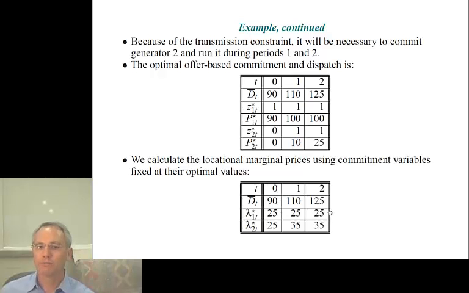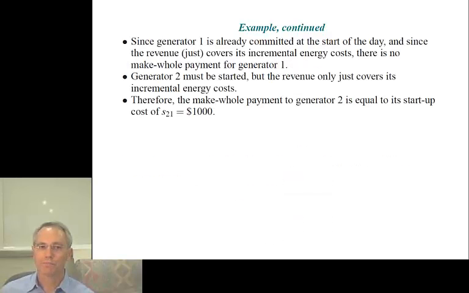of $25 a megawatt hour at bus 1, where generator 1 is located, and $35 a megawatt hour in bus 2, where generator 2 is located, for periods 1 and 2. Of course, in period 0, the prices are 25. So generator 1 is marginal at bus 1, generator 2 is marginal at bus 2.